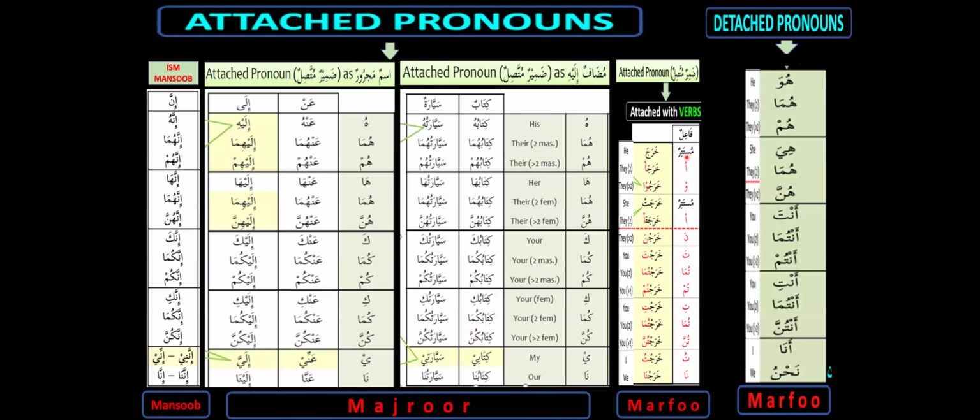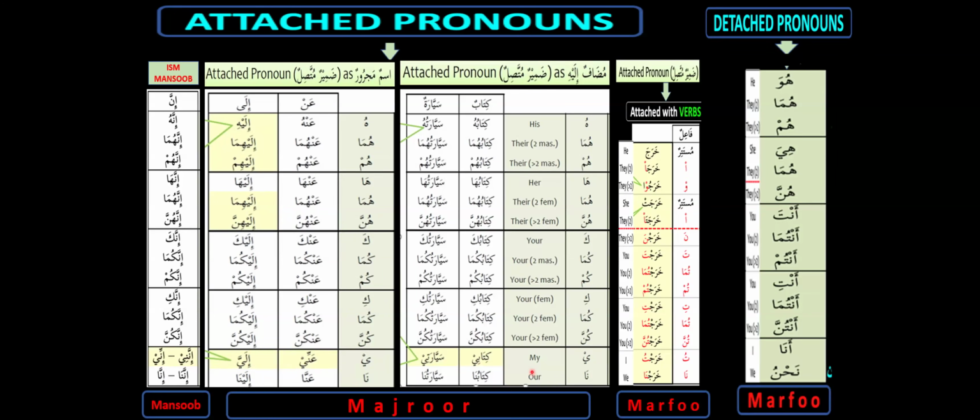Or to give it a better example, if I want to say, for example, Ana talibun, I am a student, right? Now I want to add Laysa to that. I want to say, I am not a student. Which kind of pronoun will I choose? For Ana, will I choose this pronoun, this ya, which means my? You see, kitabi means my book. Ilayya means towards me. Innani or inni means indeed me. This is giving the meaning of me.